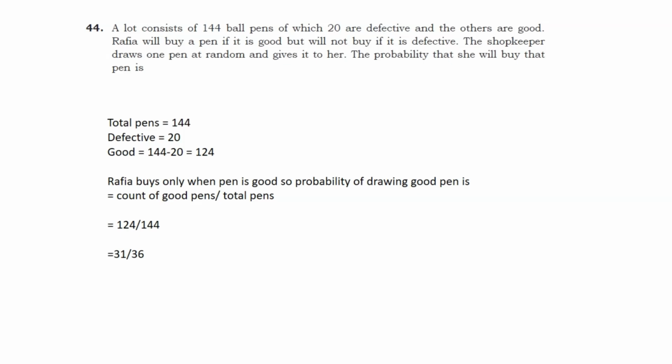Simply, total pens are 144, defective are 20. Good means 144 minus 20, 124. Rafia buys only when the pen is good. So we need the probability of drawing a good pen, right? So count of good pens by total pens. Count of good pens is 124 by total pens 144. By converting it to the simple form, the answer is 31 by 36.